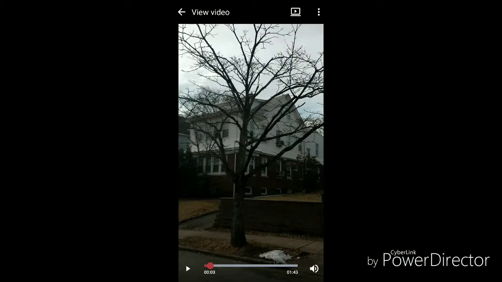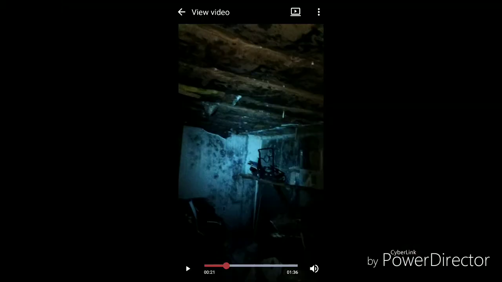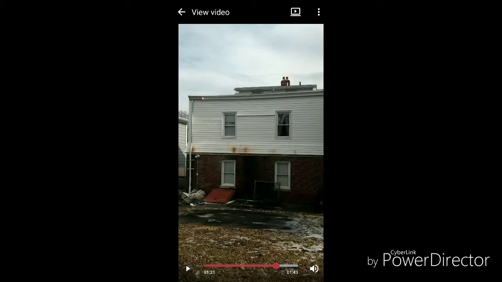Okay, let's revisit the property really quick. Here are pictures of the home. And if you recall, here are pictures of the mold that was in the basement. We're not even going to go into all of the mold that was upstairs in the bathrooms on the first, second, and third floor. And then here are pictures of the back of the home, where we need a new roof put in to help remediate the problem of the mold buildup.